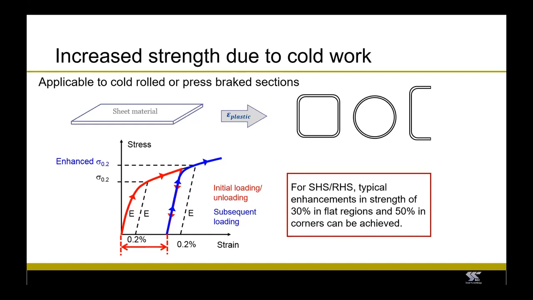Now, the amount the strength in the steel increases depends on the amount of plastic deformation. And because of this, different parts of the cold formed section will have different levels of strength enhancement, depending on how much they have been deformed. For example, the corners in the square hollow section will have a larger strength than the flat part. And you will see that the design codes for stainless steel give provisions to account for this increased strength when designing this type of members.